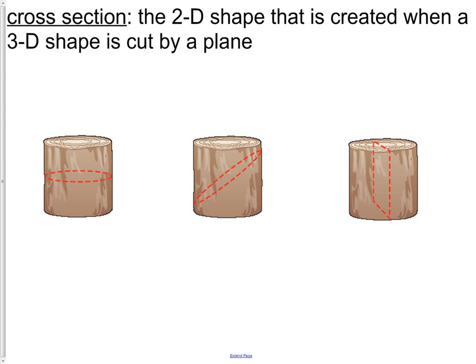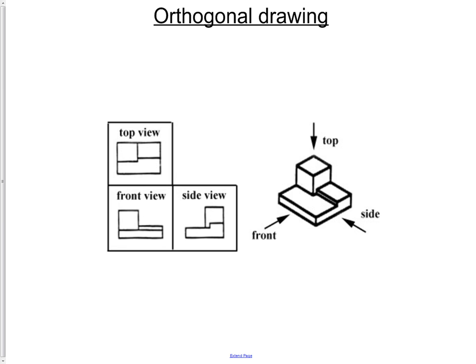Next we have orthogonal drawing. You'll notice there's a bunch of different topics here in this first section, and it kind of skips all over the place. So just make sure you get your notes written down, and it'll be really helpful as we go through the rest of the chapter.